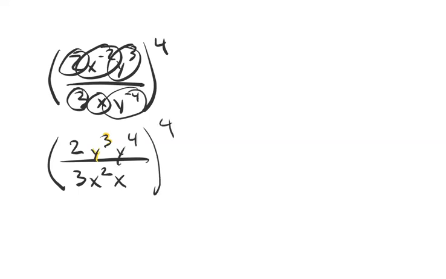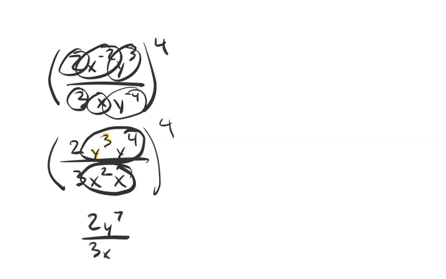What this does for us is this allows us to combine our x's and our y's before we distribute. Y to the third times y to the fourth is y to the seventh. So that gives us 2y to the seventh over 3x to the third, to the fourth power. Now there's less stuff, right? And I can distribute that 4 to everything and go from there.